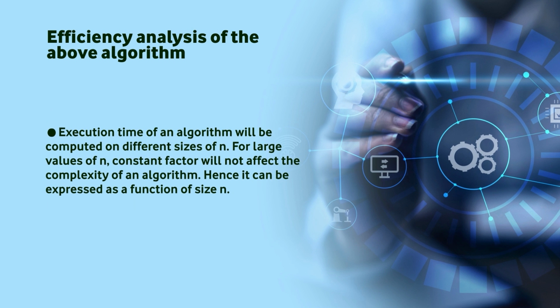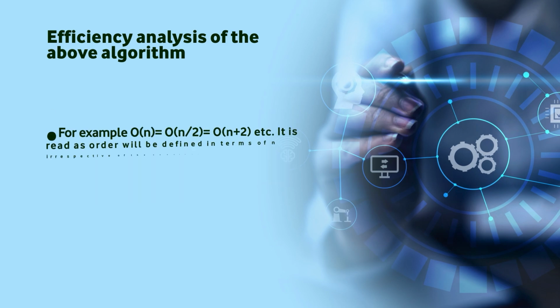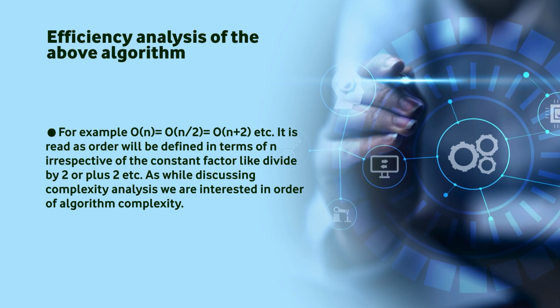So, the execution time of an algorithm will be computed on different sizes of n. For a large value of n, the constant factor will not affect the complexity of an algorithm. Hence, it can be expressed as a function of size n. For example, big O of n equals big O of n by 2 or big O of n plus 2, etc. The order is defined in terms of n irrespective of the constant factor like divide by 2, plus 2, minus 2, etc.